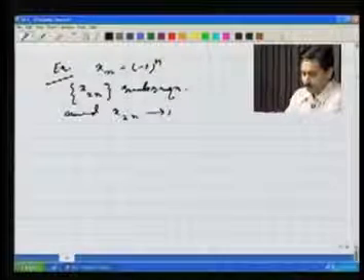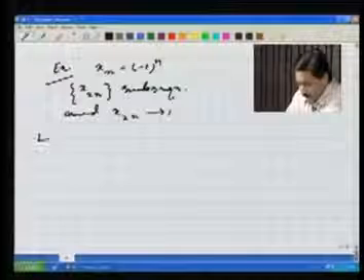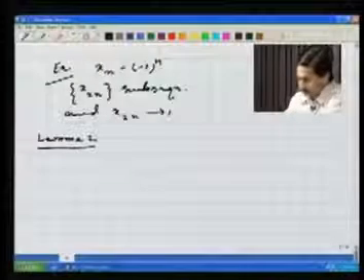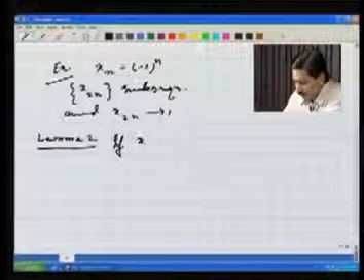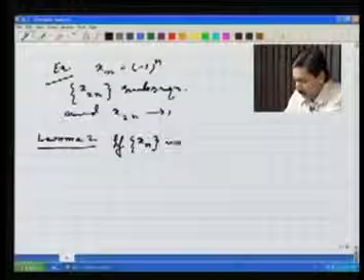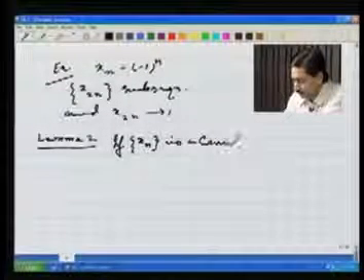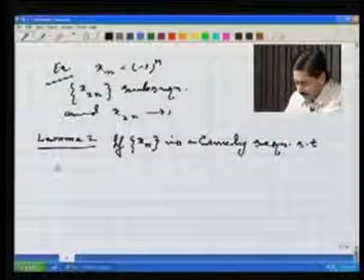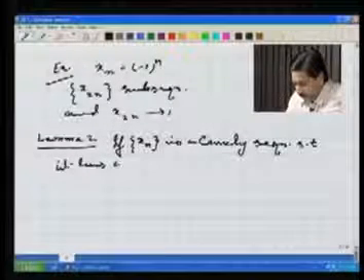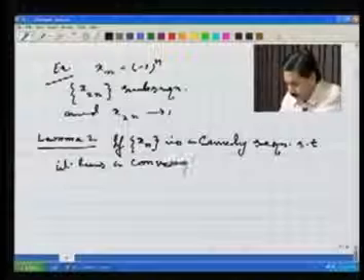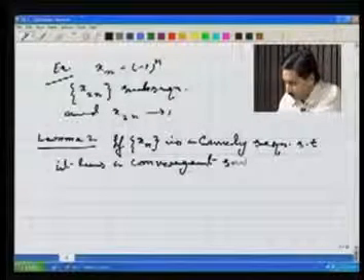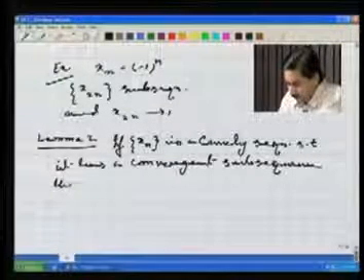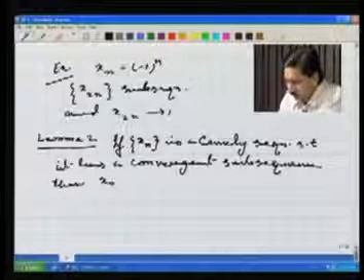Well, to prove that, let's proceed this way. I call it the second lemma. If Xn is a Cauchy sequence such that it has a convergent subsequence, then Xn itself converges.